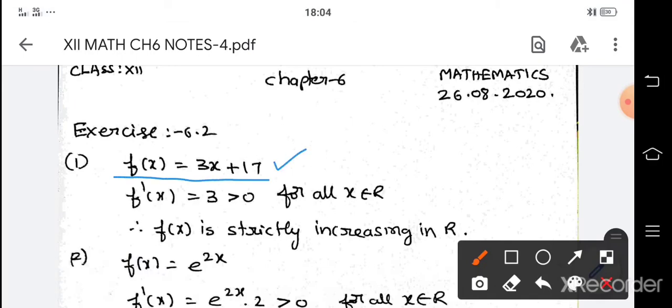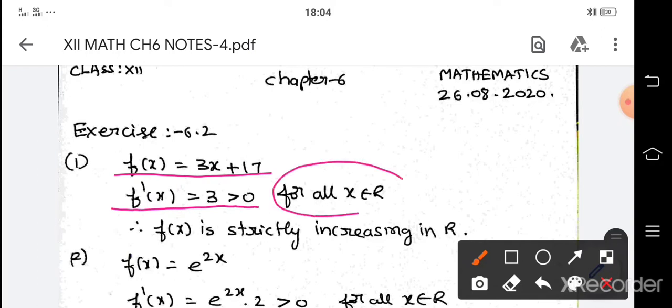Then what is f dash of x? It is 3, 3 into 1. The derivative of 17 is 0. It is greater than 0 whatever x you take, because 3 does not depend on x. So you can say that this function is increasing in R, because f dash of x is 3, which is greater than 0. So for all x belonging to R, 3 is greater than 0. Therefore, f of x is strictly increasing in R.